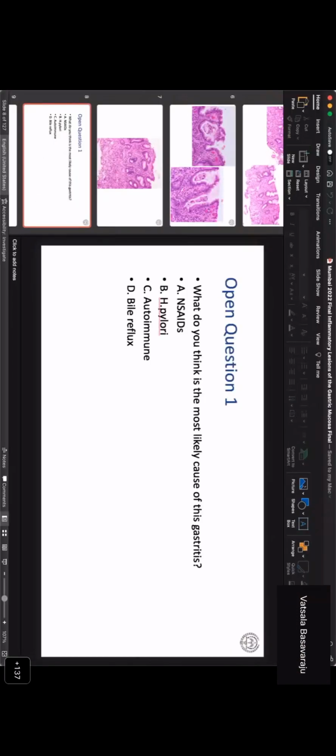Okay, so this is an open question to the audience. What do you think is the most likely cause of this gastritis? Is it A, B, C, or D? Dr. Vatsala or Dr. Sindhura? Yes, ma'am. We are looking for the answers, ma'am. We'll read out if they reply. Some have given H. pylori. Okay. Does anybody think it's not H. pylori?